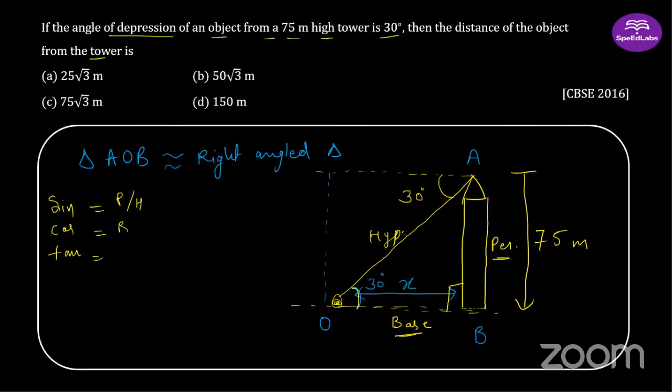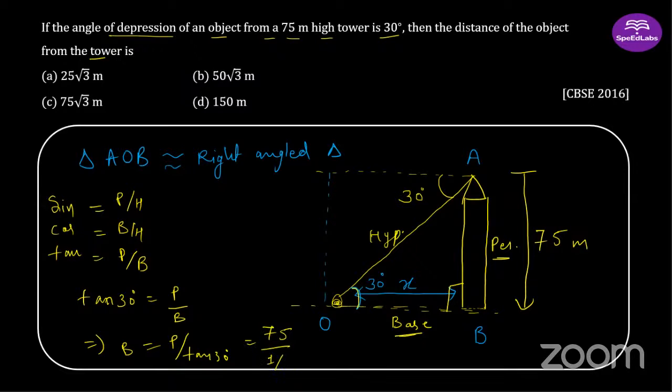Tan, definitely, because cos would be b by h and tan would be p by b. So we know the value of p, the perpendicular, and this particular angle is also given. So tan of 30 degree is equal to P upon B. That gives us B is equal to P upon tan 30 degree. What is the value of tan 30 degree? 1 upon root 3. So this gives us the value of B is equal to 75 root 3. So we'll have our answer. I hope everyone is clear.